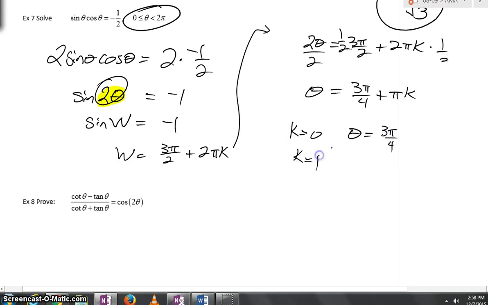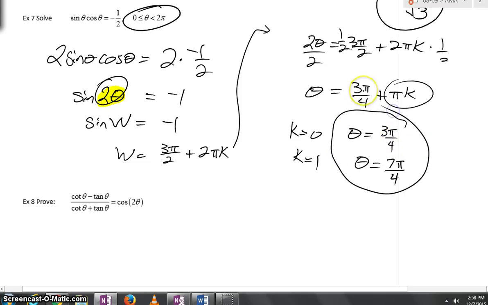Let's let k equal 1. If you have that, you have pi plus 3 pi over 4, or 4 fourths plus 3 fourths. That would be 7 pi over 4. And if you let k equal 2, you're too big. If you let k equal negative 1, you'll yield negative answers. So these are your 2 solutions that you're coming up with. Notice that there's no more plus pi k or 2 pi k. It's just these 2 singular answers.